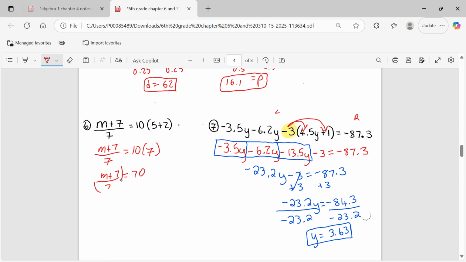And then I will multiply both sides by 7. Notice I'm not using the x multiplication symbol because I do not want to confuse myself. So that's 490. And then now it's just a one-step equation. To get m alone, I would subtract 7 on both sides so that m is equal to 483. Right? Now that's it for multi-step with variable only on one side.